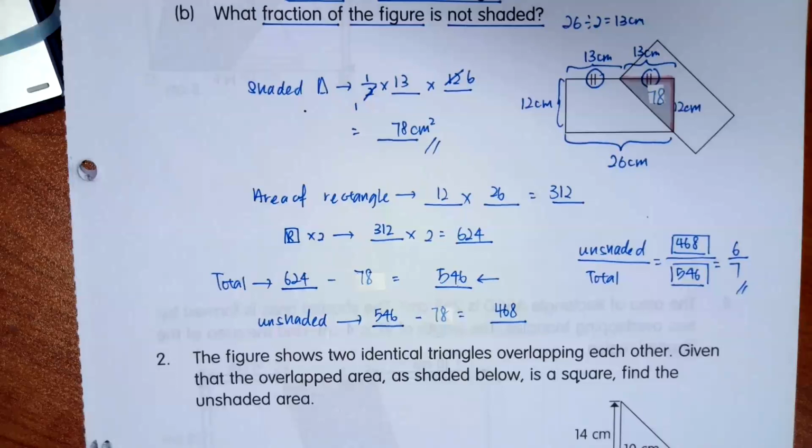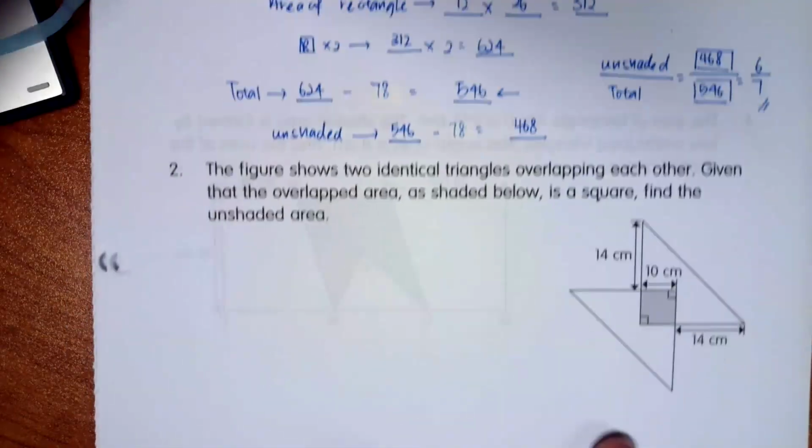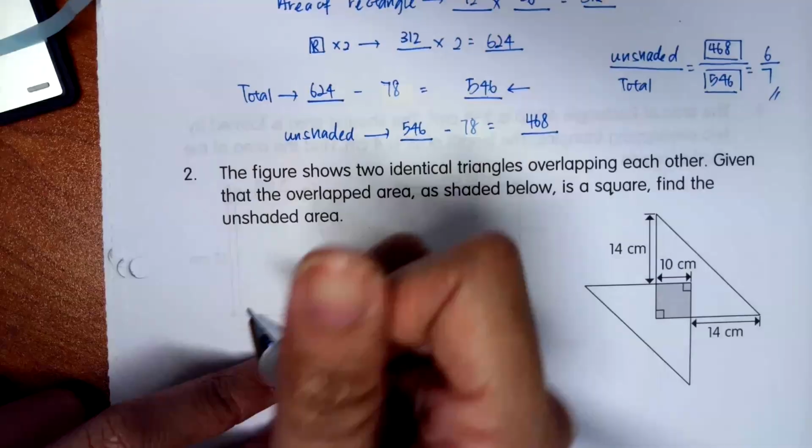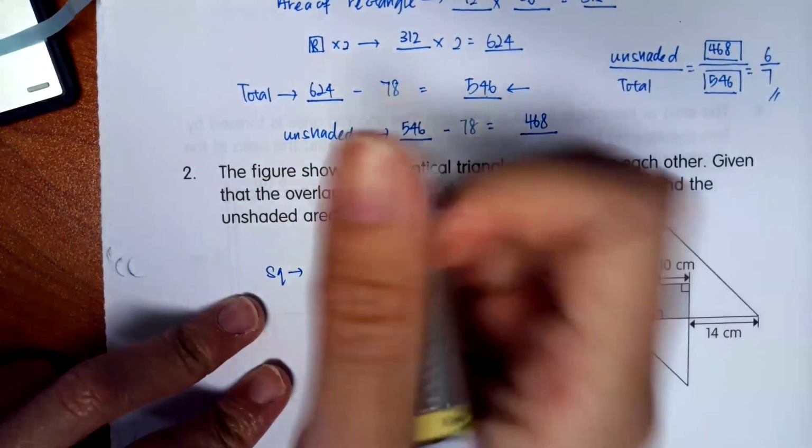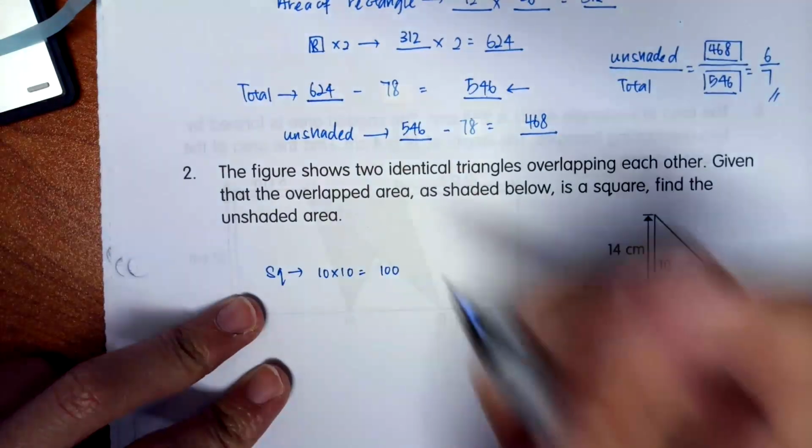For question 2, it's a similar one like question 1. The figure shows two identical triangles overlapping each other. Given that the overlap area is a square, find the unshaded area. So let's find the area of the square first. So the square would be your 10 times 10. That would be my 100 square centimeters.